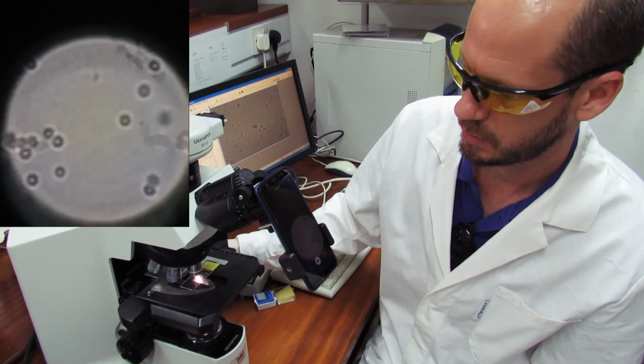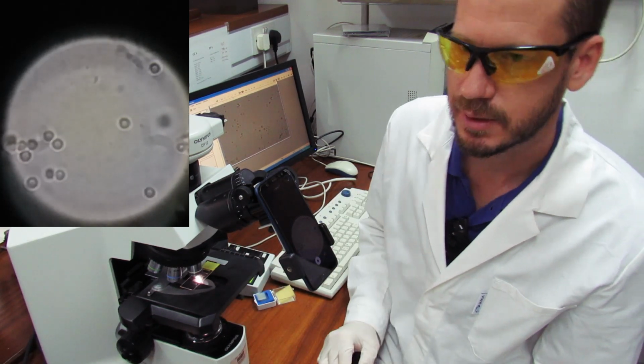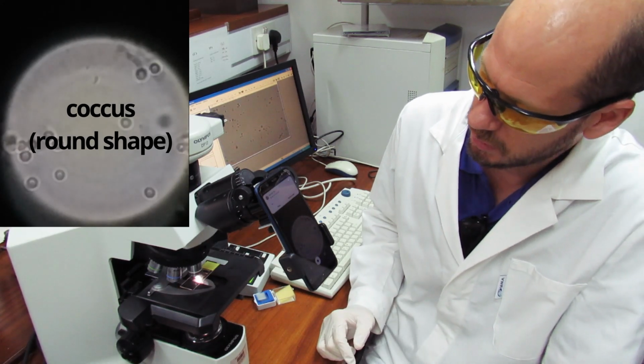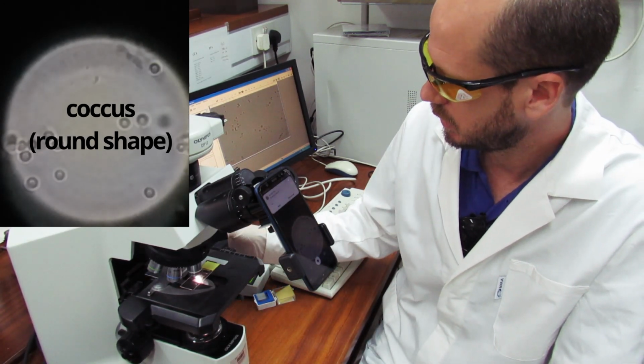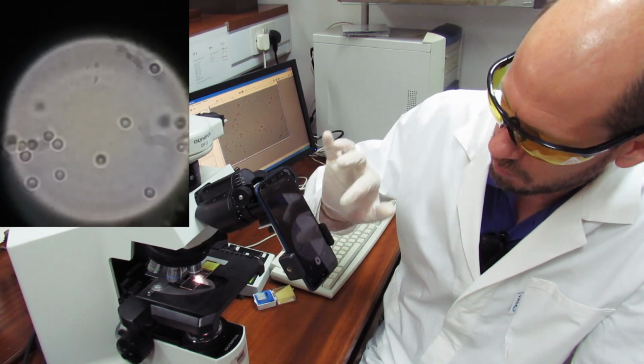There you go. So we are working now looking at single cells, single bacteria cells. These are not rod shaped. These are different from a bacillus, for example. And I'll just make a small video here.